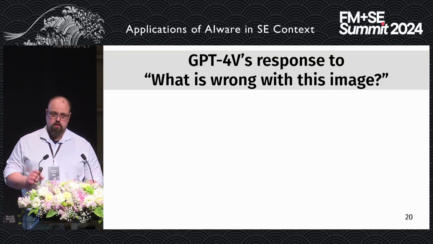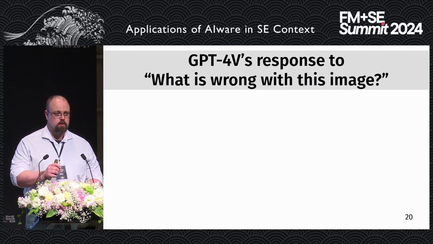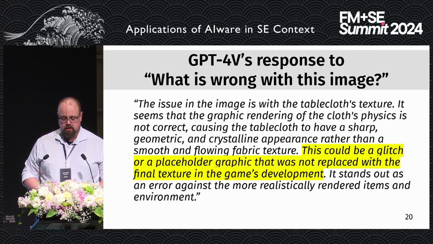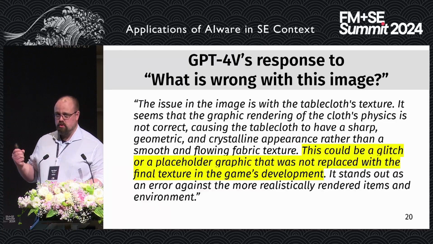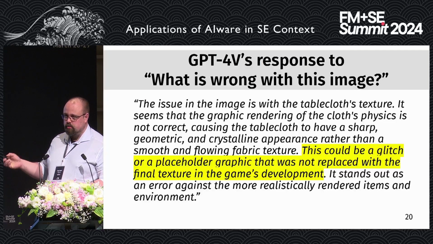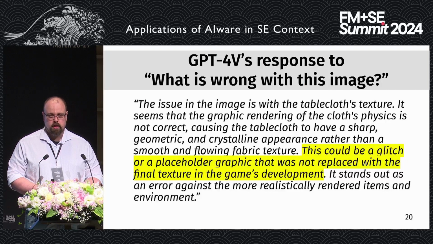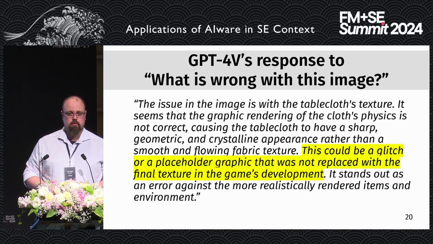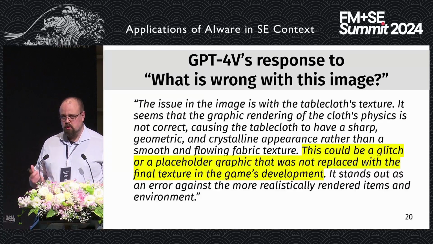Well, as it turns out, if you give this image to GPT-4v, so GPT-4v is the vision version of GPT-4, which can actually take images as input, and you ask it what is wrong with this image, it actually gives you a very good response. Okay, so it basically describes what's happening in the image, and I'm not going to read the whole thing to you, but it's super impressive. In the highlighted part, you can see this could be a glitch or a placeholder graphic that was not replaced with the final texture in the game's development. So it's amazing that a model out of the box can give us this type of information without any fine-tuning or training whatsoever, right? So this is really, really promising.